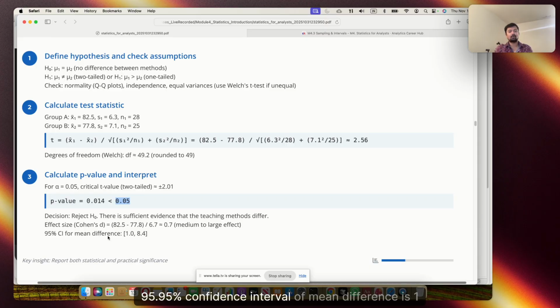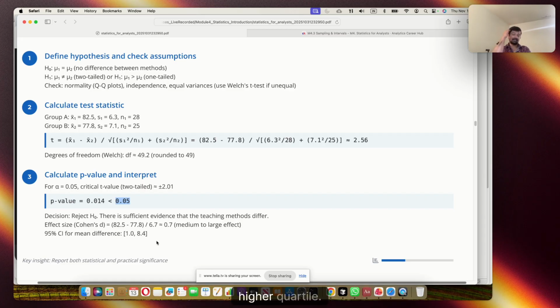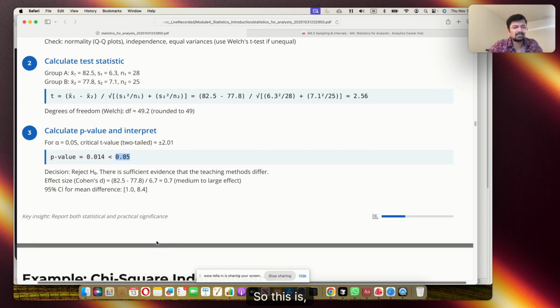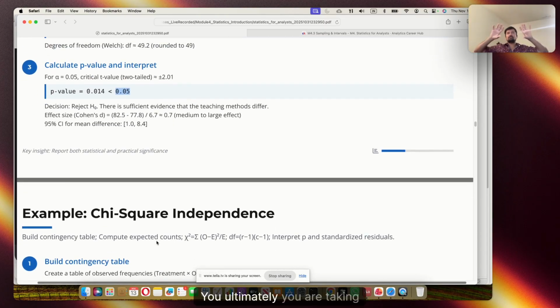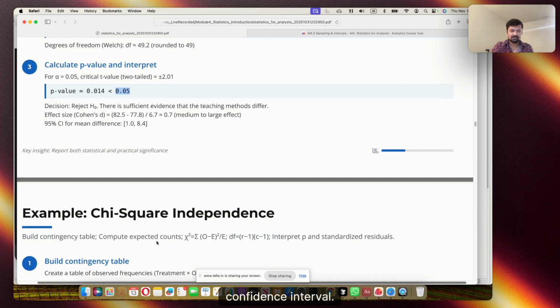The 95% confidence interval of the mean difference is 1 to 8.4. So 8.4 will be the upper bound and 1 the lower bound. If you go outside of this, then the prediction might not be true. These formulas are very simple. Ultimately you are taking the mean of one group and the mean of another group and trying to find out the differences, whether the differences are statistically significant or not, whether you are able to reject the null hypothesis or not, and then you get the effect size and the confidence interval.